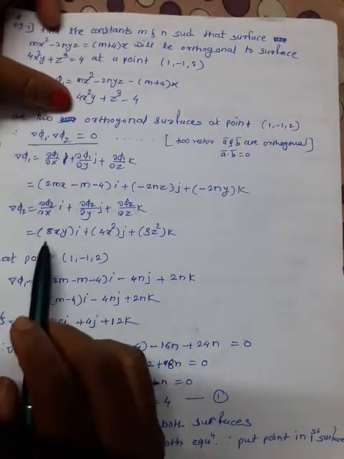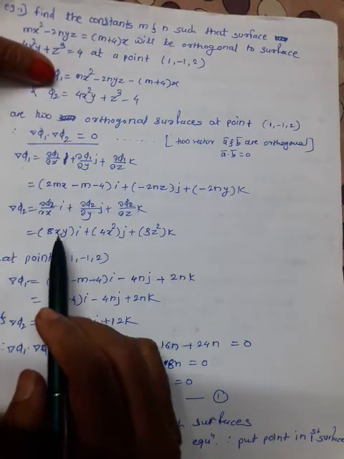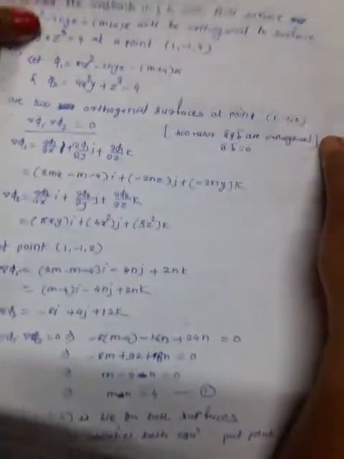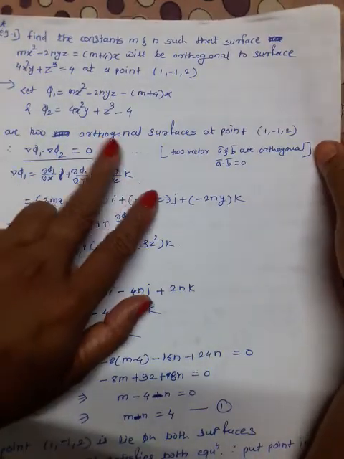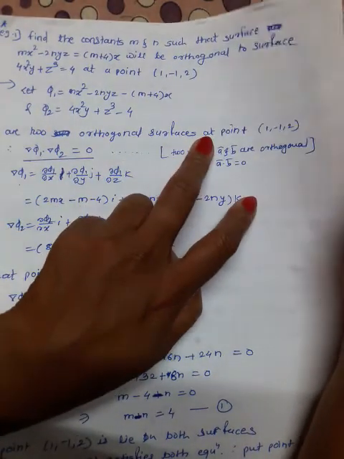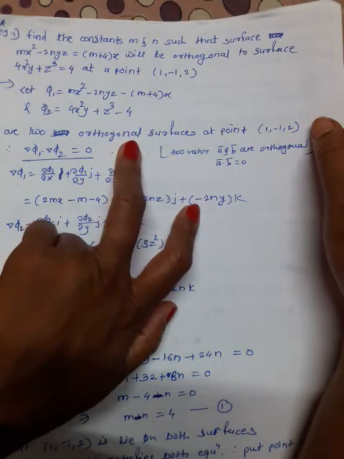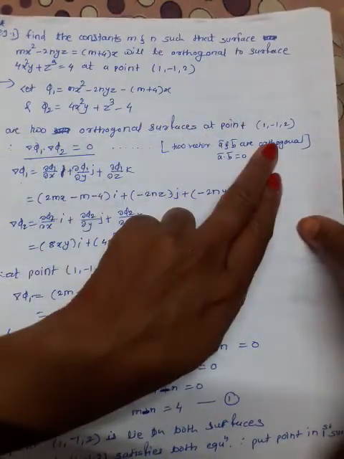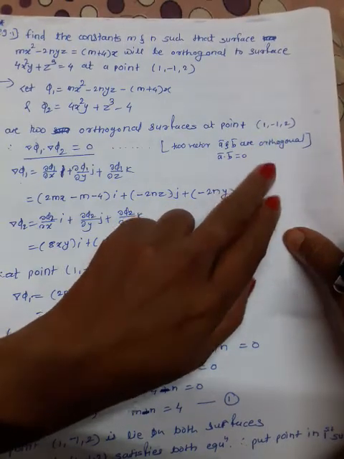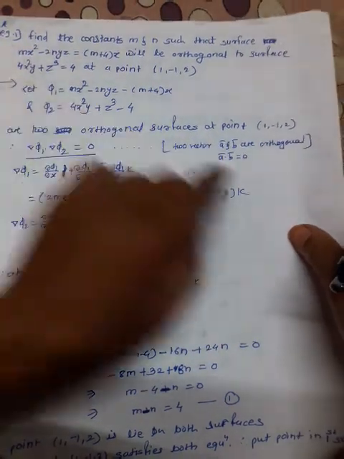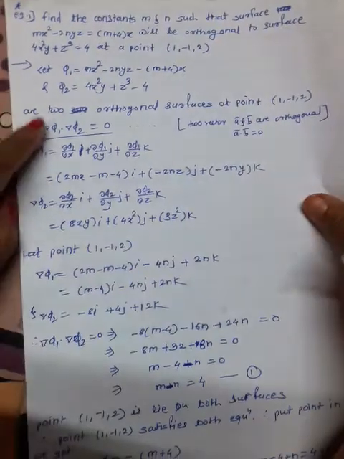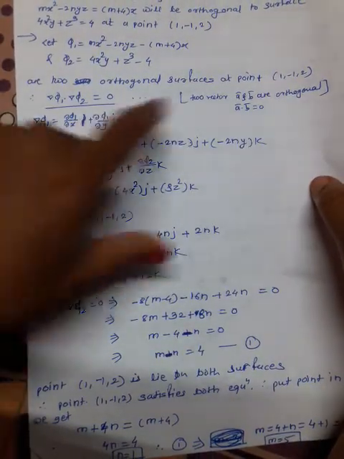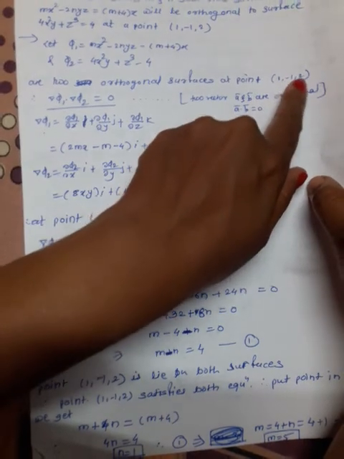Now at a particular point these two surfaces are perpendicular or orthogonal. Orthogonal means perpendicular. Therefore we have to put in the point given in the example, which is a common point lying on both surfaces. At the point, del phi 1 becomes, put x equal to 1, y equal to minus 1, z equal to 2.